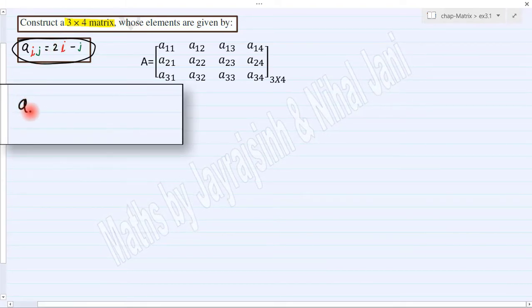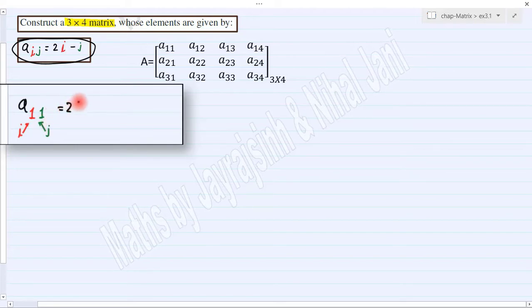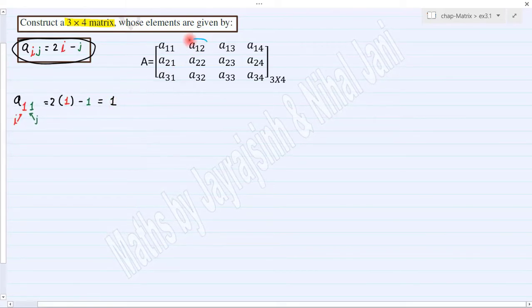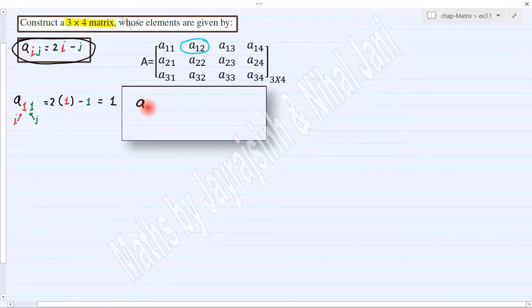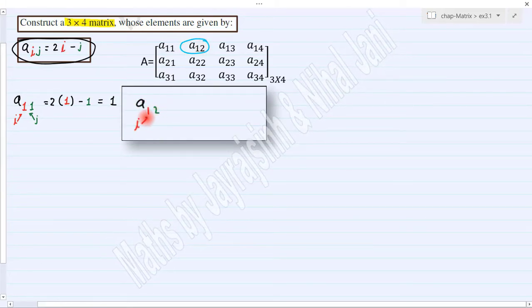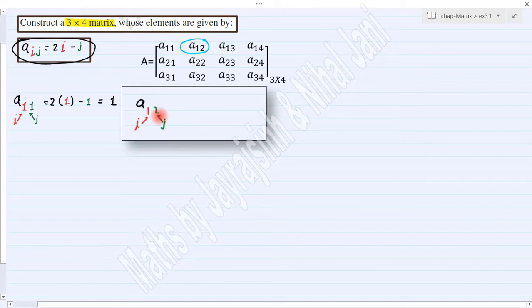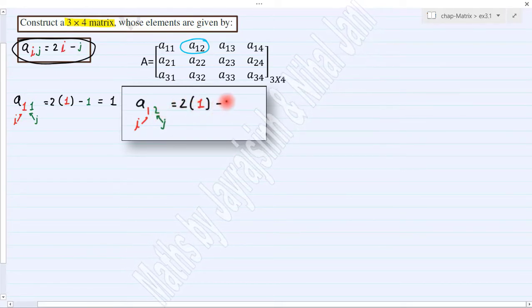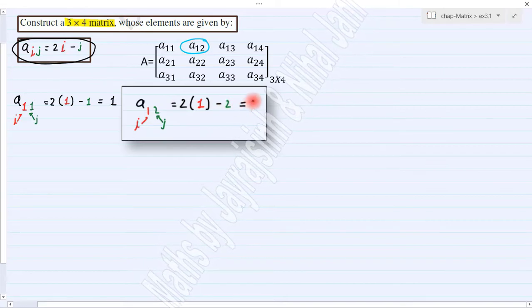Your first element is A11, where the value of i and j both is 1. So here we'll get 2 times 1 minus 1, which will give us 1. Then your next element will be A12. Your i will be 1 and j will be 2. So we will get 2 times 1 minus 2, or we can say 0.